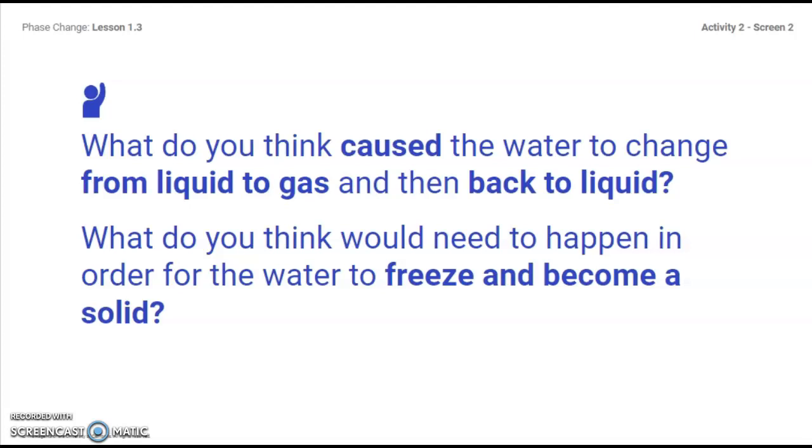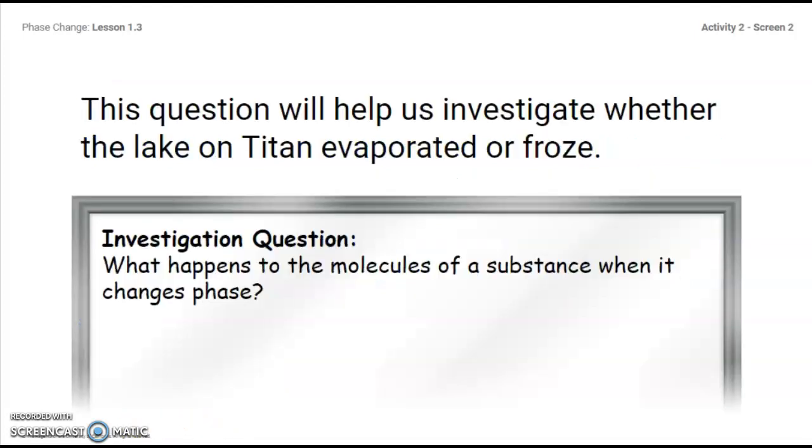Remember, these questions you should be discussing with your group so you can get a better understanding and see what their answers are. What do you think would need to happen in order for the water to freeze and become a solid? All right, so back to the question.